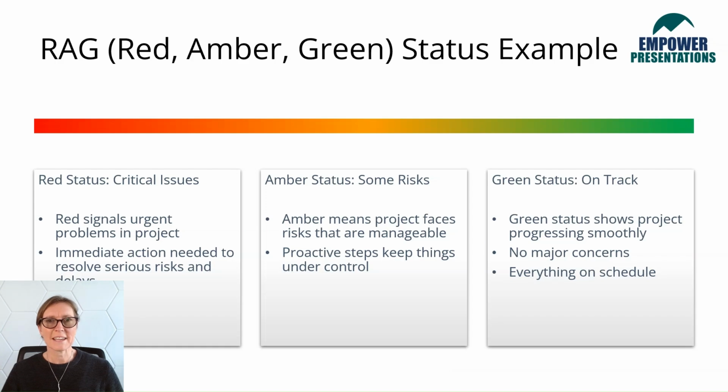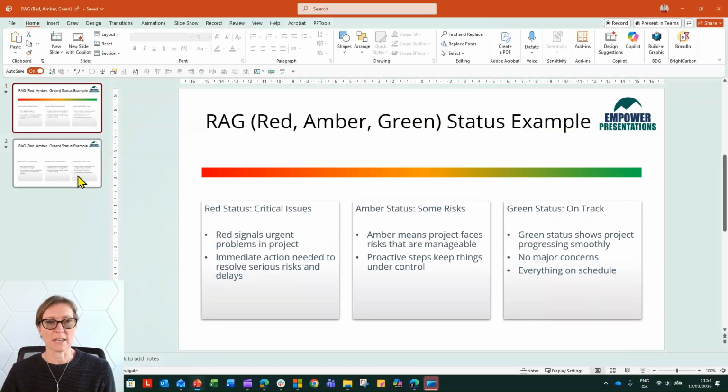How to show RAG status in PowerPoint. So I've had a request come in from somebody who wanted to know how to create a bar in PowerPoint that would demonstrate the RAG status. So that's red, amber, green, and that's to represent where a project is going. So the example here I have on the slide. So let's have a look at how to create that.